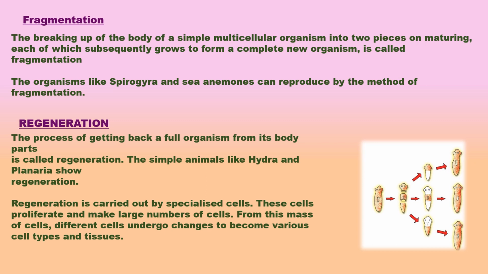Regeneration can be used to reproduce only those organisms which have relatively simple body organization consisting of only a few specialized cells, or tissues. In complex multicellular organisms, specialized cells make up tissues, tissues make up organs, organs make up organ systems, and finally organ systems make up organisms. Since complex multicellular organisms have a very high degree of organization in their body, they cannot be reproduced from their cut body parts by the process of regeneration.